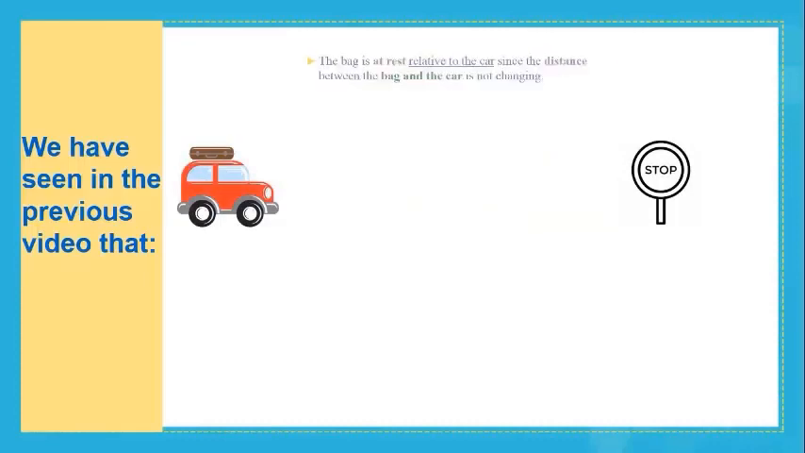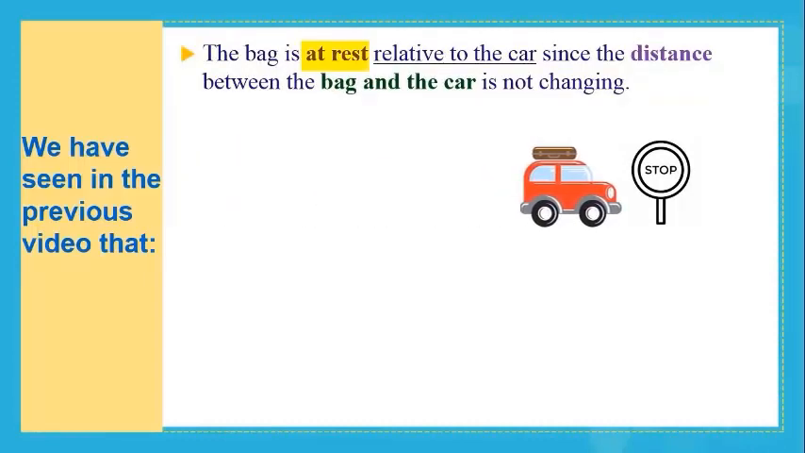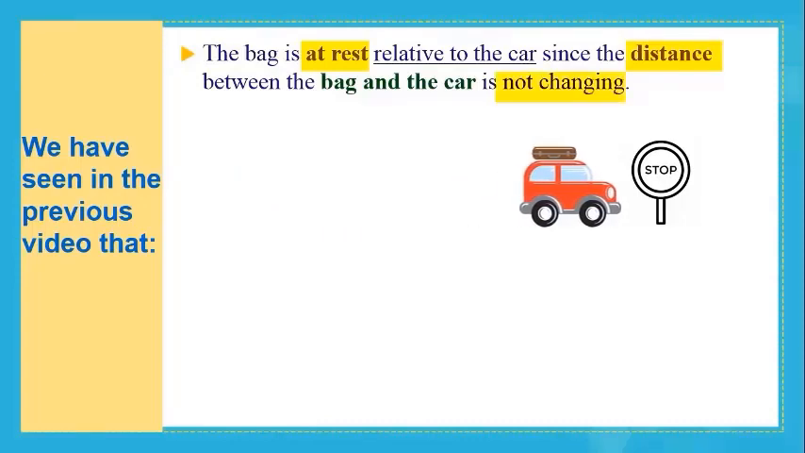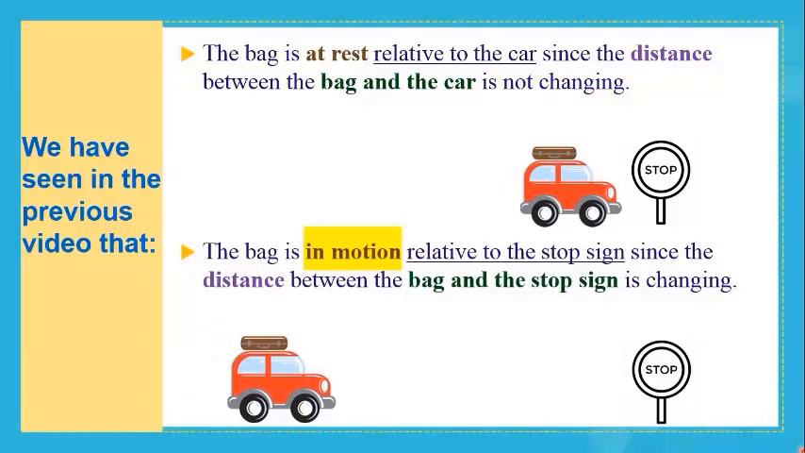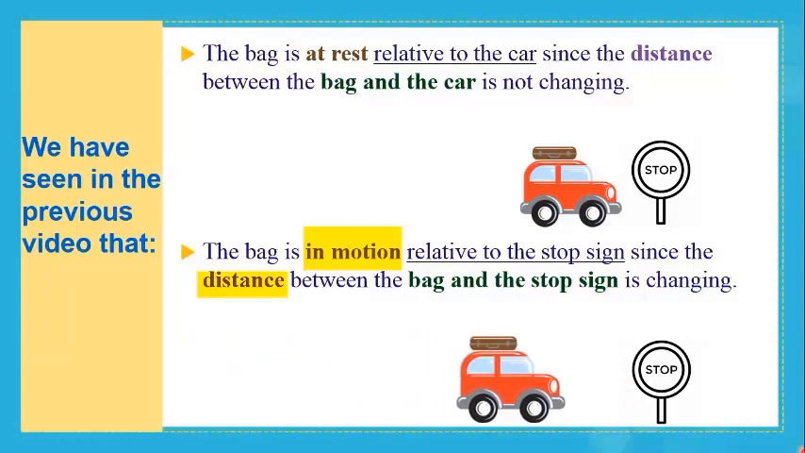We have seen in the previous video that the bag is at rest relative to the car since the distance between the bag and the car is not changing. The bag is in motion relative to the stop sign since the distance between the bag and the stop sign is changing.